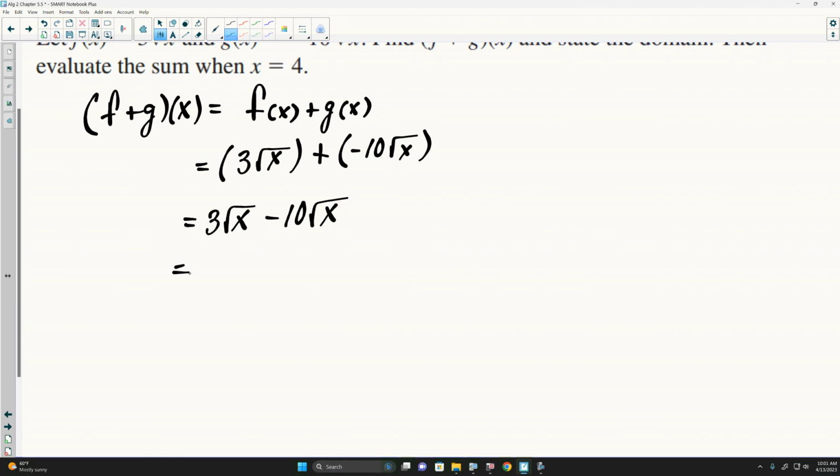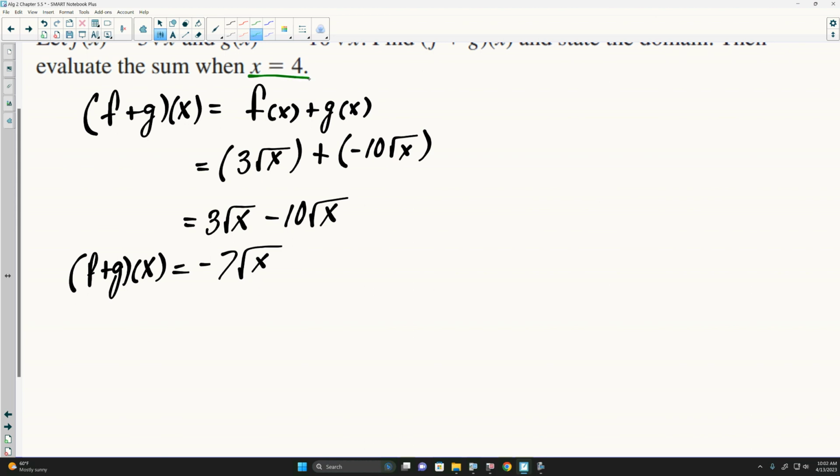Can we combine these two? Can we actually subtract these two? Yeah, since they both have square roots, and what's inside the square root is the exact same, we can do 3 minus 10, which is negative 7 square root of x. So for us here, f plus g of x is negative 7 square root of x. Questions on this so far? So that's the first part.